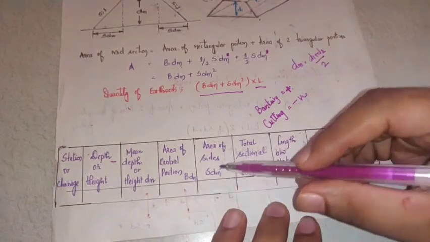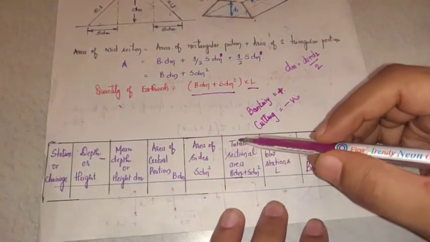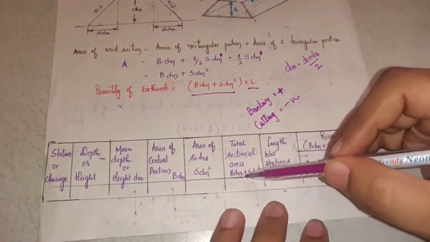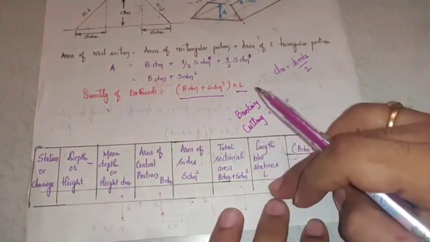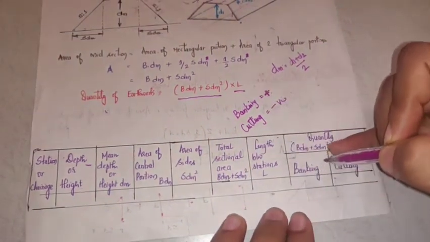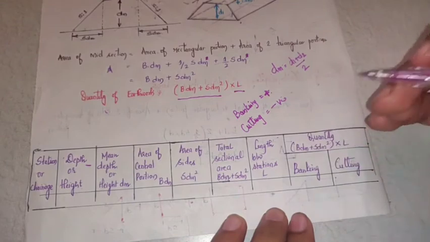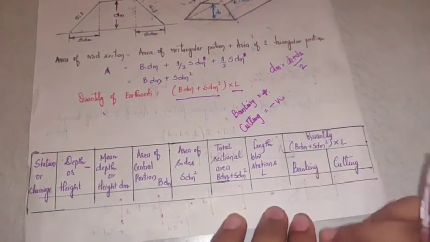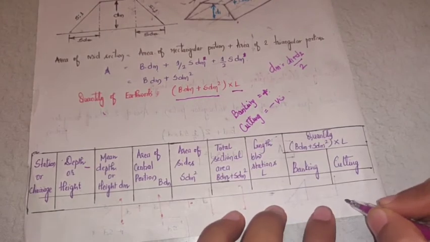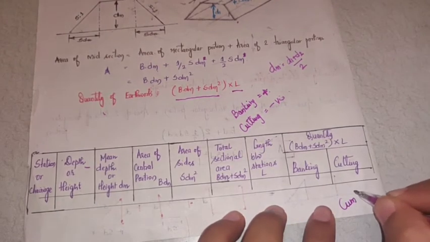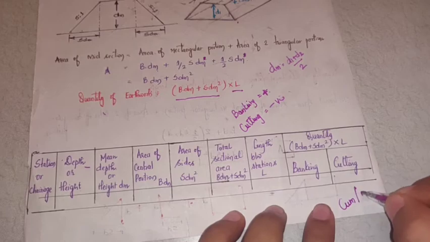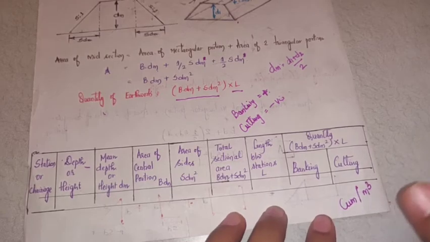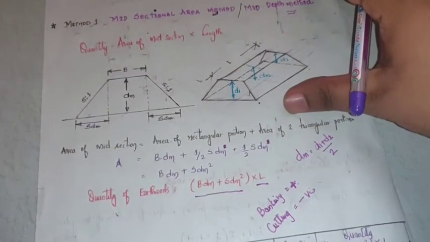Then after that, the total sectional area will be B into dm plus S dm square. Multiply that with length, you will get the quantity of excavation or quantity of earthwork in banking and quantity of earthwork in cutting. So write those and you will get the total volume in cubic meters. So this is the first method.